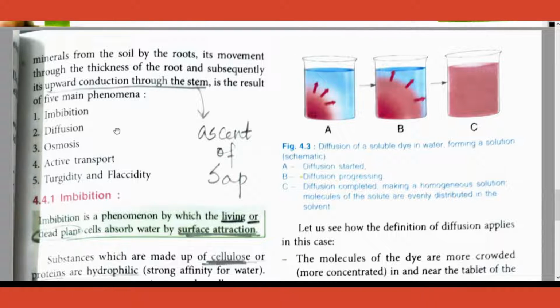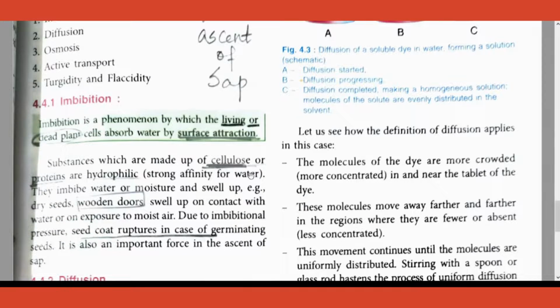One mark question comes: which among the following is not a force that helps in upward conduction of water or ascent of sap? They'll give you all these: imbibition, diffusion, osmosis, active transport, and along with that, 3 of them they will give, and one more other option can be given. So that's why I'm asking you to study what are the 5 phenomena that help in upward conduction of water or ascent of sap. Alright.